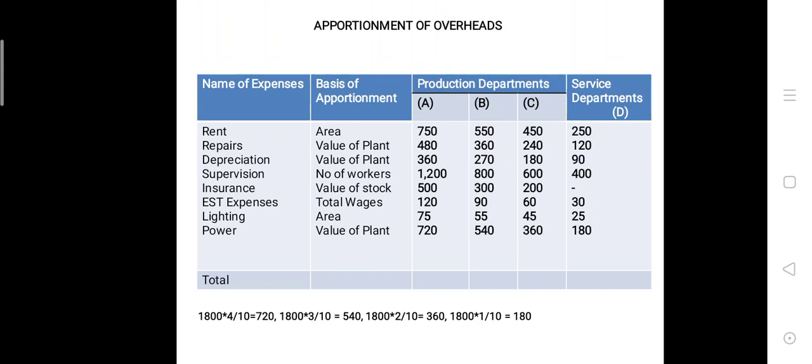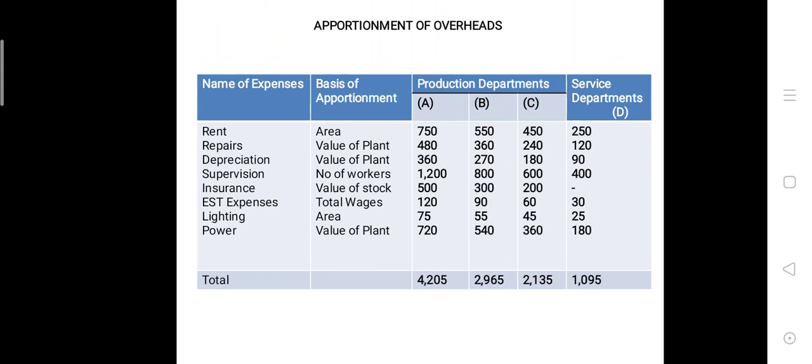Here for power, the basis of apportionment is value of plant. The value of plant amounts are 24,000, 18,000, 12,000 and 6,000. So the ratio will come to 4:3:2:1 and the power is 1800. Therefore 1800 multiplied by 4/10. For department A you will get 720 and for the remaining departments it will be 540, 360, 180.